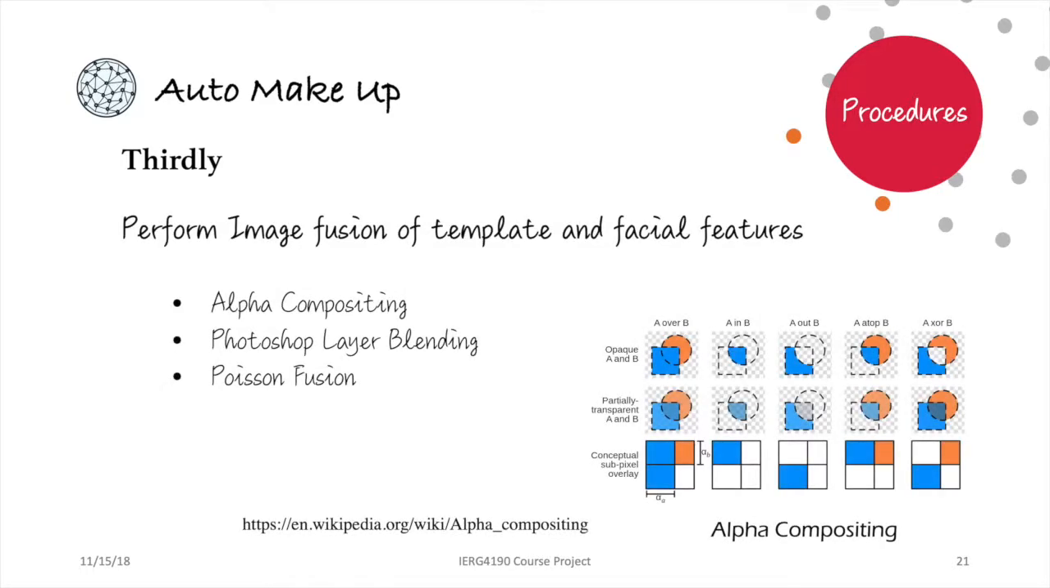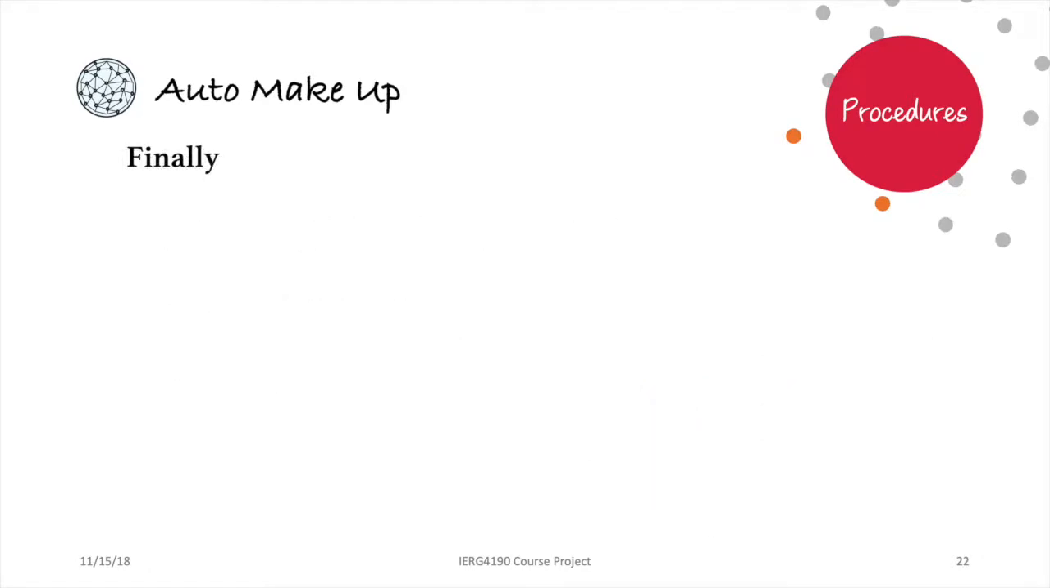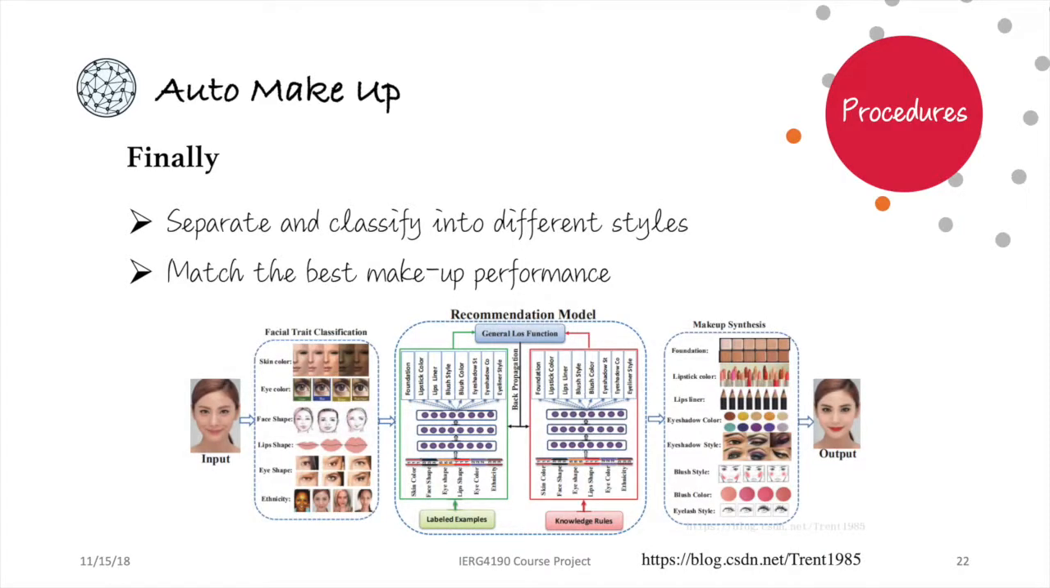Thirdly, image fusion of template and the facial features. There are 3 visible fusions here. Finally, after we get the information of face, it will separate and classify into different styles. Then match the best makeup performance according to the characteristic style of the sample data.